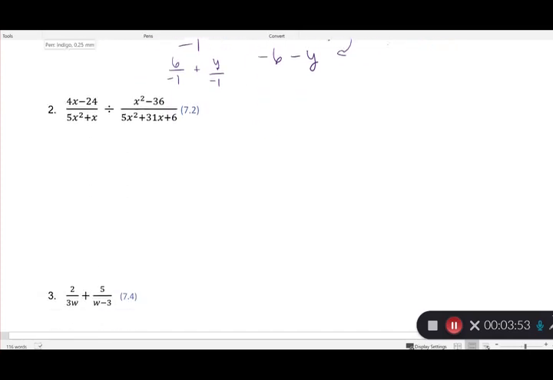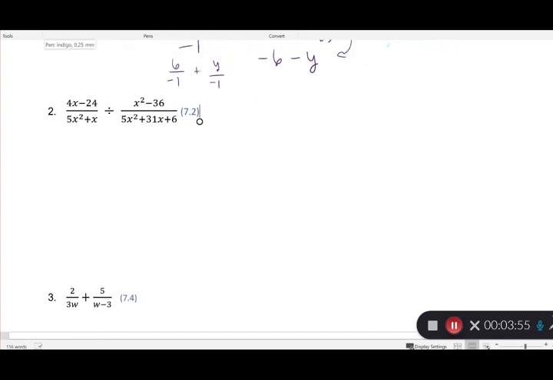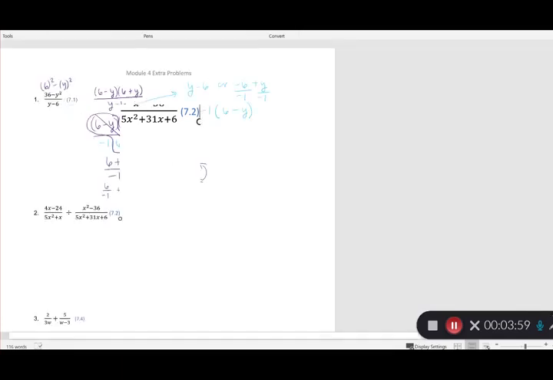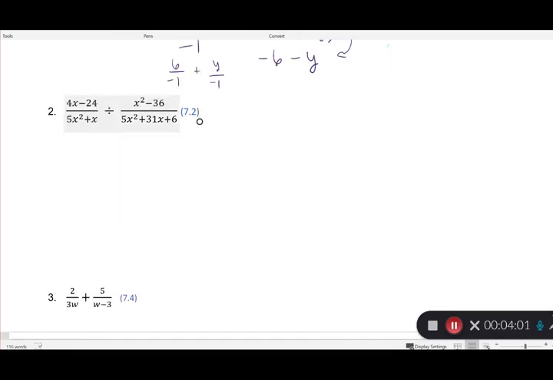Okay, so the next one here you see is a division problem. It's from 7.2. The first thing you want to do again with division is to start with factoring. There are now 4 different spots we have to look at: numerator, denominator, numerator, and denominator. And we want to factor each of these spots. I find it's easy to work from left to right. That way I stay a little organized.